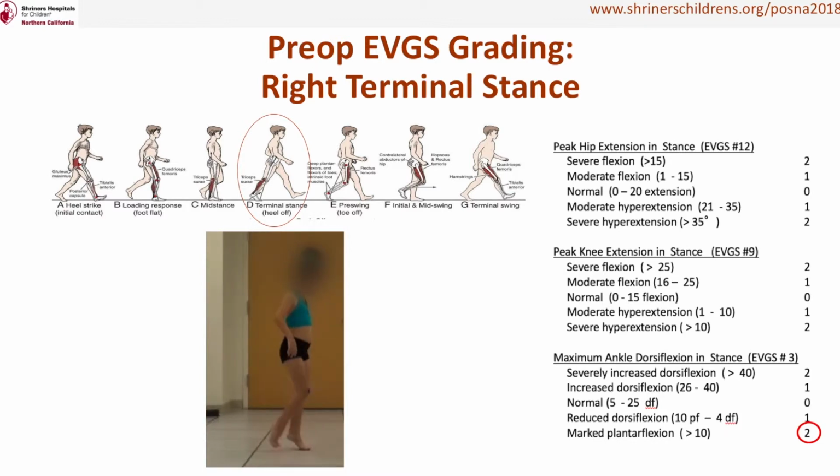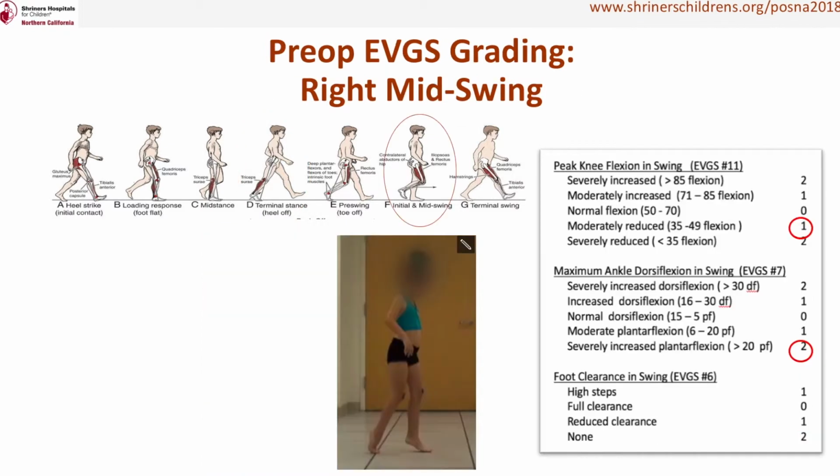Moving to terminal stance now in the sagittal plane, there's marked ankle plantar flexion, but normal peak hip and knee extension. Finally, in sagittal terminal stance, the peak knee flexion is reduced, and the maximum ankle dorsiflexion is severely reduced, or there's severely increased ankle plantar flexion.